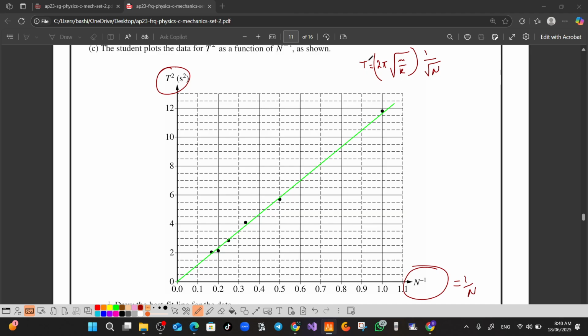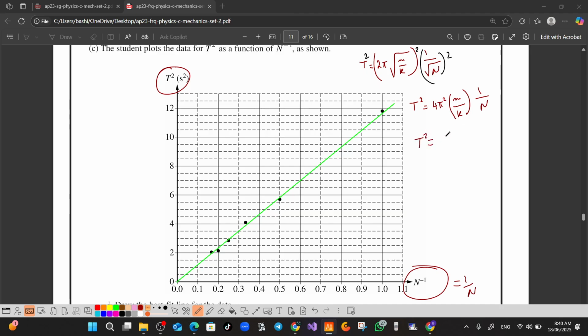Now if we square both sides, we must apply the squaring here and the squaring there. Everything should be affected under the square. Even the 2, the pi, the radical m over k, and the 1 over radical n. So we will get that t squared is equal to 4 pi squared multiplied by m over k. The square will destroy the square root. The square will be applied on pi and 2, so it becomes 4 pi squared. And the square of 1 over radical n is 1 over n.